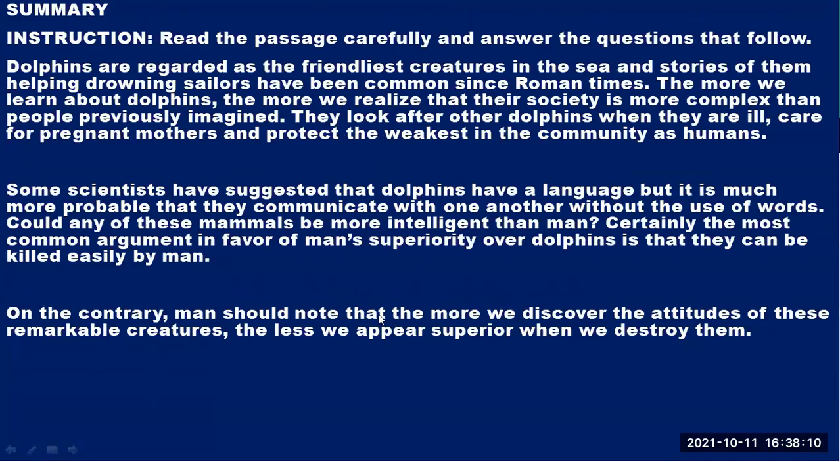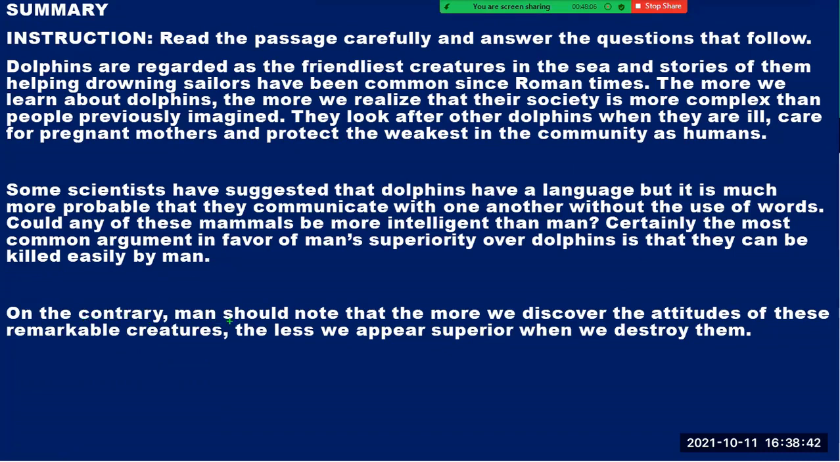All right, so I think we can find this probably in the last, before the last paragraph. Then we can say, okay, certainly the most common argument in favor of man's superiority over dolphins is that they can be killed easily by man. Now we are beginning to find some context clue. They can be killed by man. What does the writer say about that?